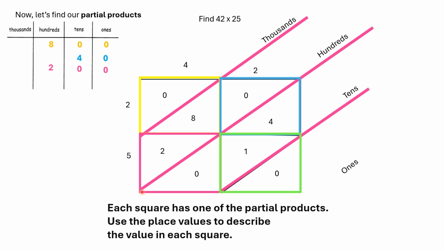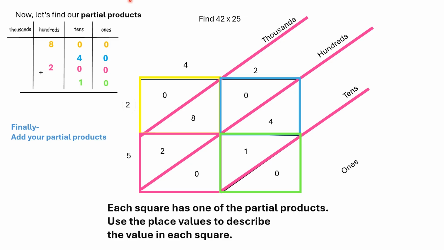And finally, for our green box, we have a 1 in the tens place and a 0 in the ones place. And that gives us a value of 10 for the green box. I'm going to place that up here in our place value chart as well. Phew! Okay, now we have all of our partial products. And our last step is to add them up.